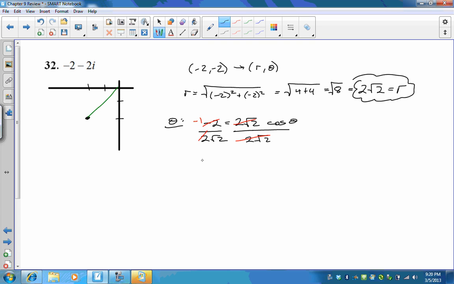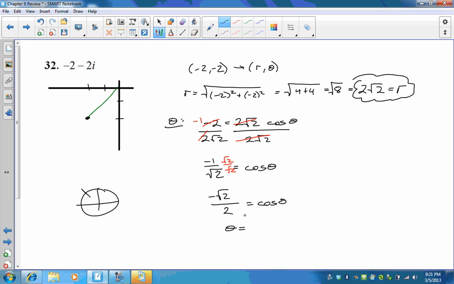And then if you rationalize that, multiply top and bottom by root 2, you will get the familiar looking negative root 2 over 2. Root 2 times root 2 is 2. And that happens at your 45-degree angles. Negative root 2 over 2 happens at 135 and again at 225. That's going to be on your unit circle. Choosing the one in the third quadrant.